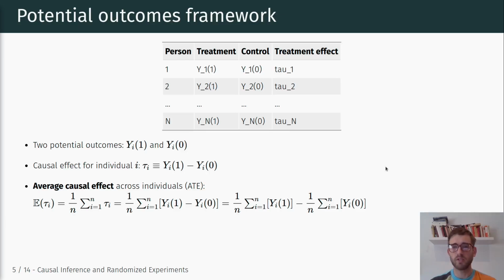There's obviously one huge problem, and that problem is that we cannot observe both the factual outcome, whether it's treatment or control, and the counterfactual. So the hypothetical outcome of what would have happened to our outcome if that observation had received the treatment rather than the control, or the control rather than the treatment, right? And this is what is called the fundamental problem of causal inference.